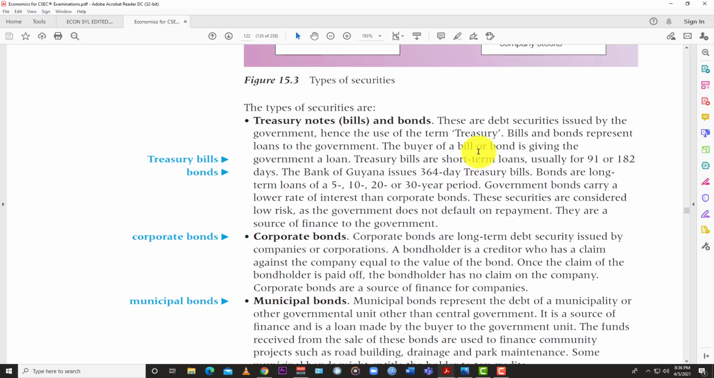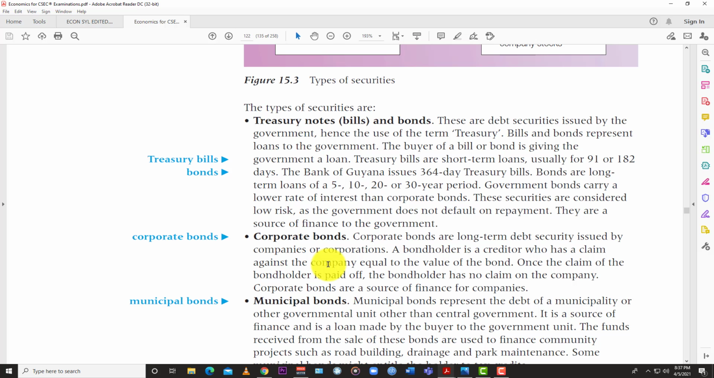Treasury bills are short-term loans, usually for 91 or 182 days. The Bank of Guyana, this is an example, issues 364-day treasury bills. Bonds are long-term loans of 5, 10, 20, or 30-year periods. Government bonds carry a lower rate of interest than corporate bonds. These securities are considered low risk as the government does not default on repayment. They are a source of finance to the government. So apart from taxes and different fees, the government can gain some financing through the sale of treasury notes, treasury bills, and treasury bonds.